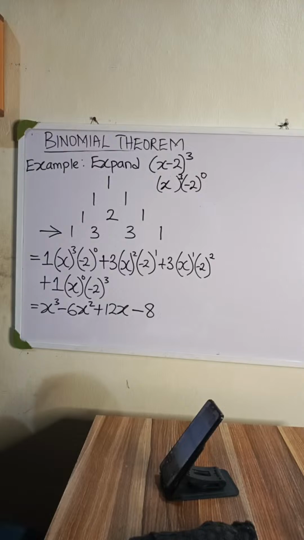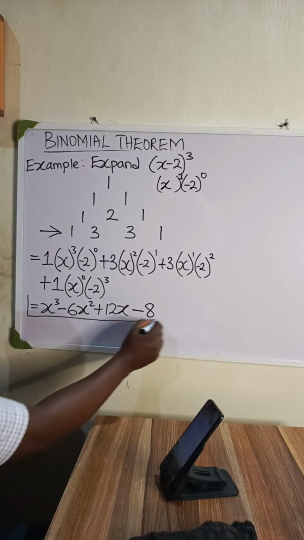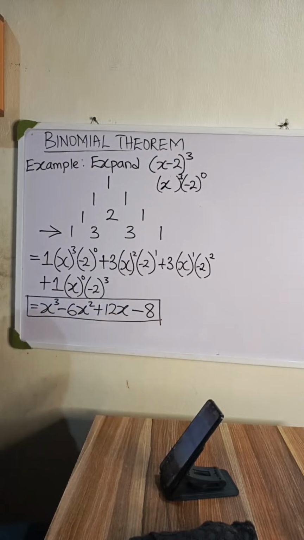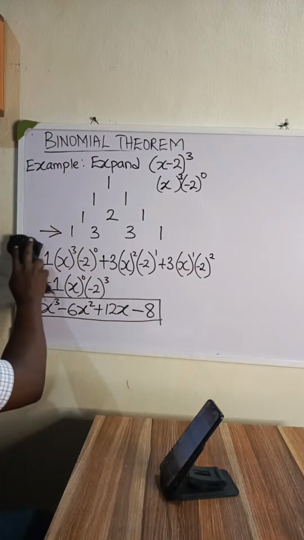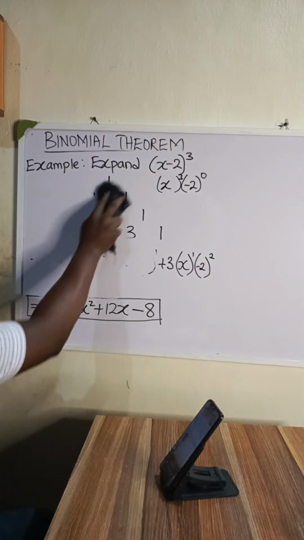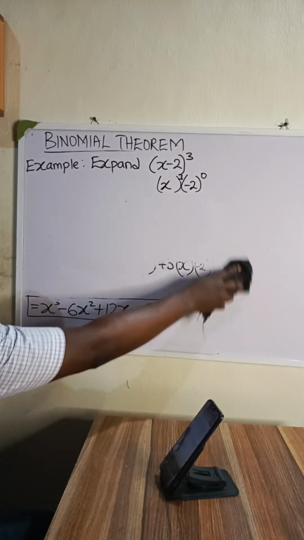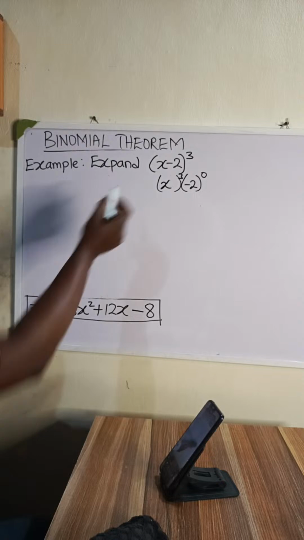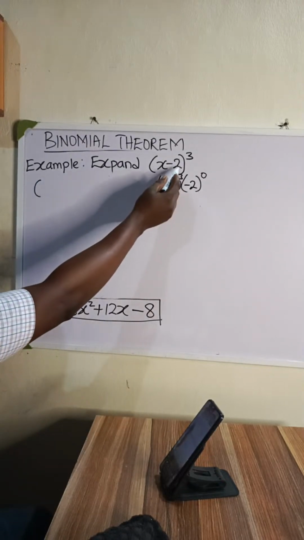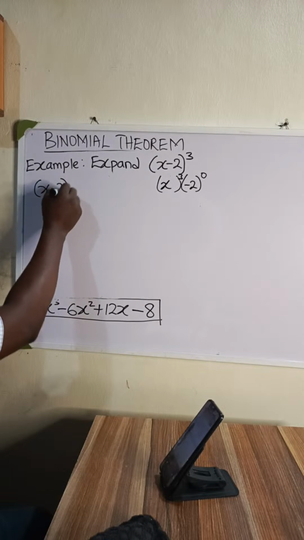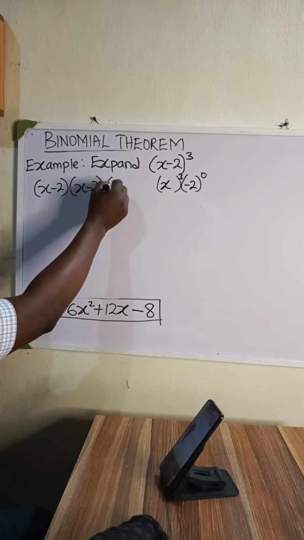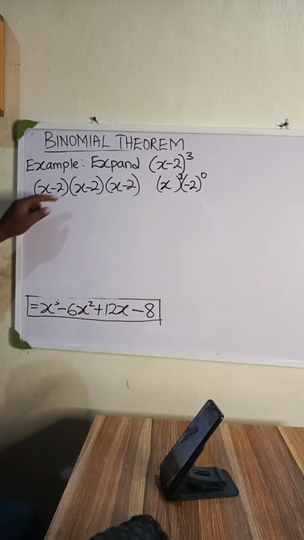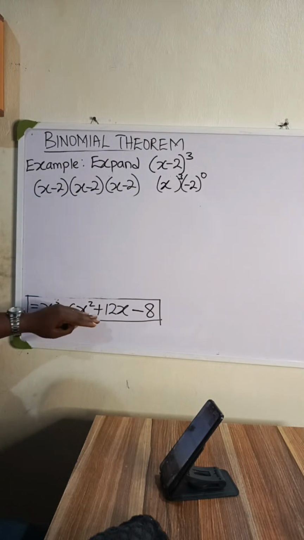Okay? So now let's see if our answer is correct by going through the normal way of expansion. Let's see if we're going to arrive at this. Let's try it out. So x minus 2 to the power of 3 is something like x minus 2 into x minus 2 into x minus 2, right? So when we multiply these three, let's see if we're going to arrive at this.